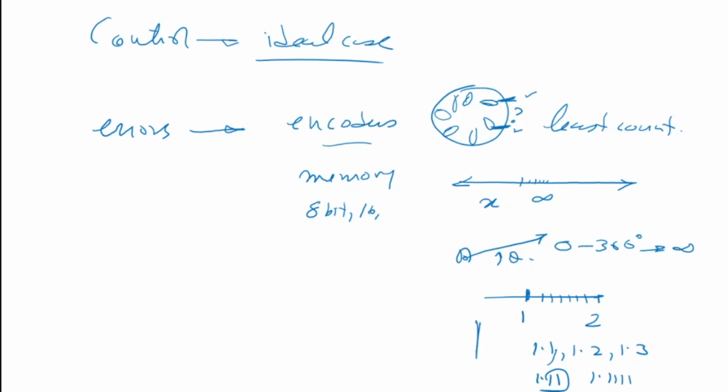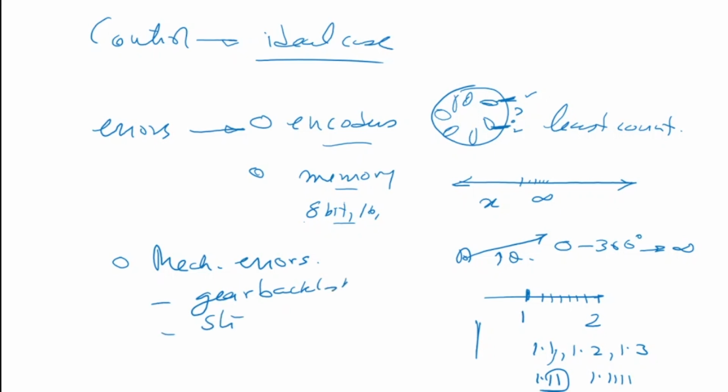So we have seen encoders and memory, and the third error is mechanical errors. There are a lot of mechanical errors, for example gear backlash and stiffness. Then we have time-dependent errors. What are these? Things like wear and tear. A robot is going to work maybe 5 years, 24 hours a day, so some of the joints are going to get worn off. Then there are temperature-dependent errors.